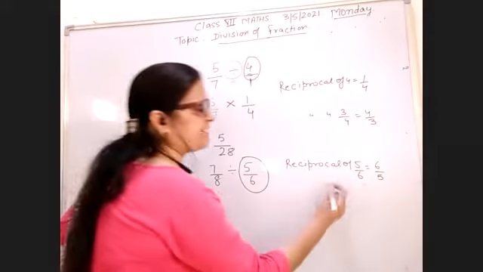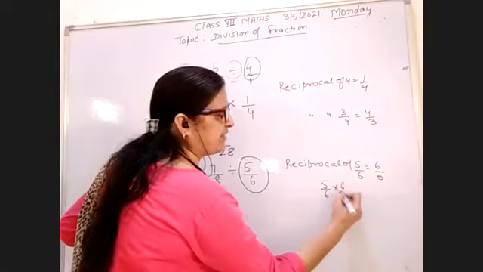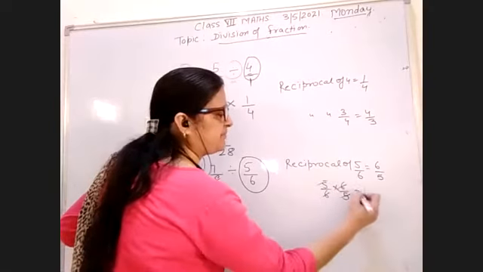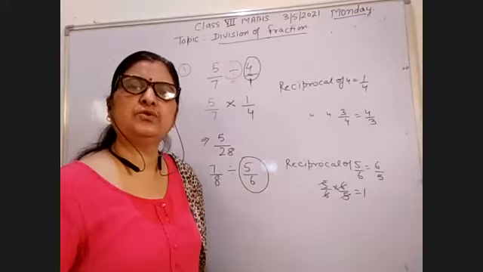And when you multiply 5/6 into 6/5, it also becomes 1. Their product is equal to 1.